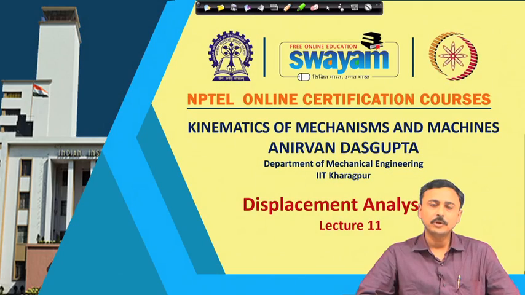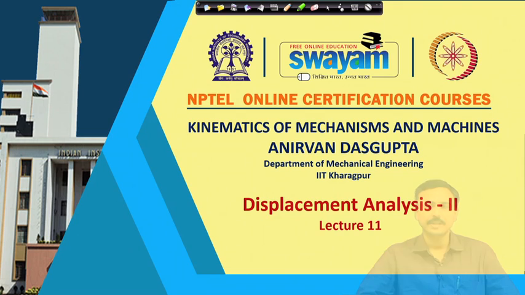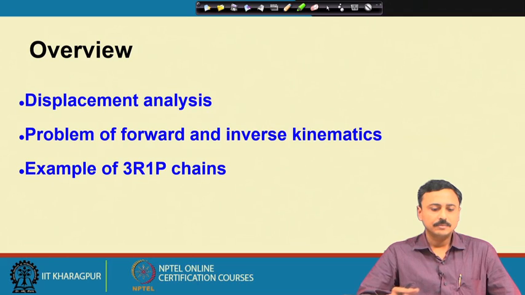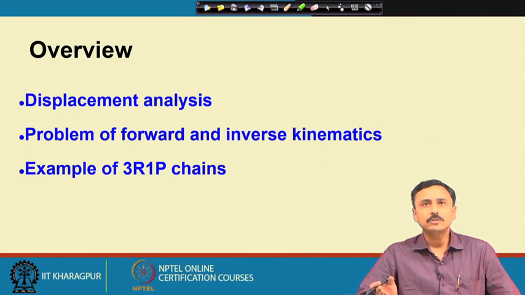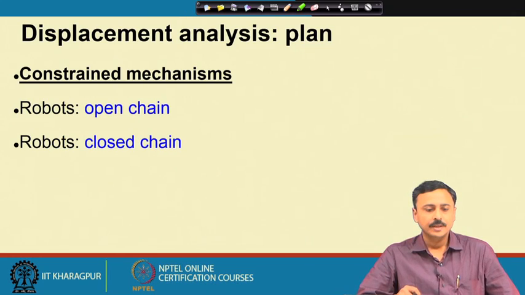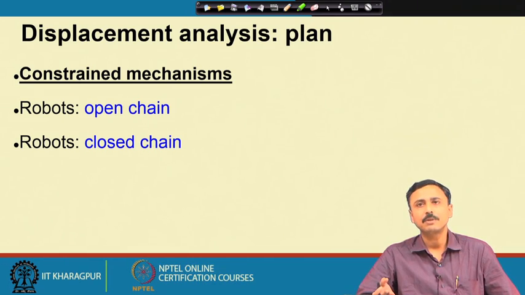In this lecture, I am going to continue our discussion on displacement analysis. So, the overview is the displacement analysis problem. We will talk about the forward and inverse kinematics of 3R1P chains. We will consider two types of 3R1P chains, which I will show you in a moment. As per our plan, we are discussing the constraint mechanisms. We will subsequently discuss open chain robot manipulators, and then we will go to closed chain robots.